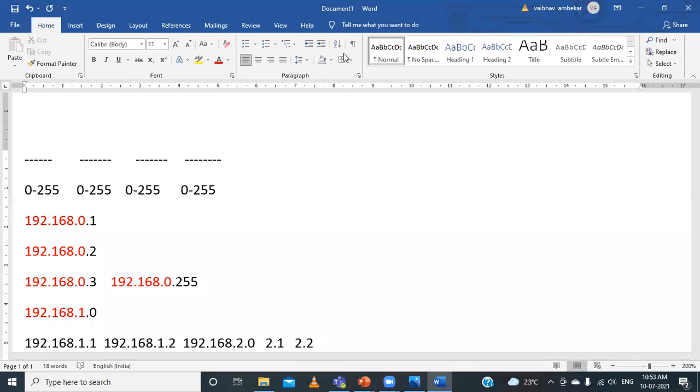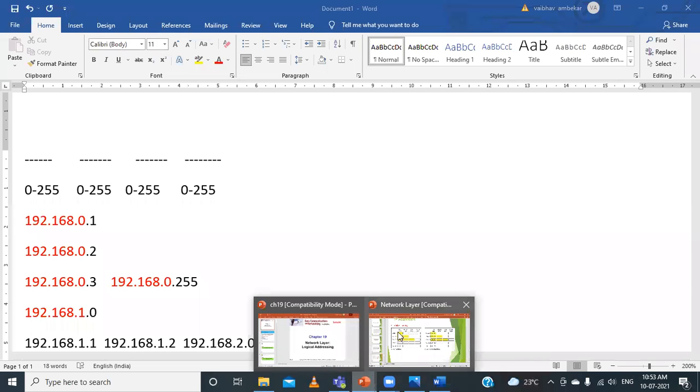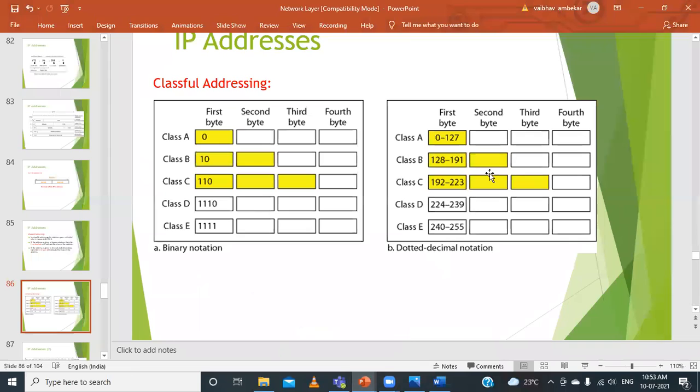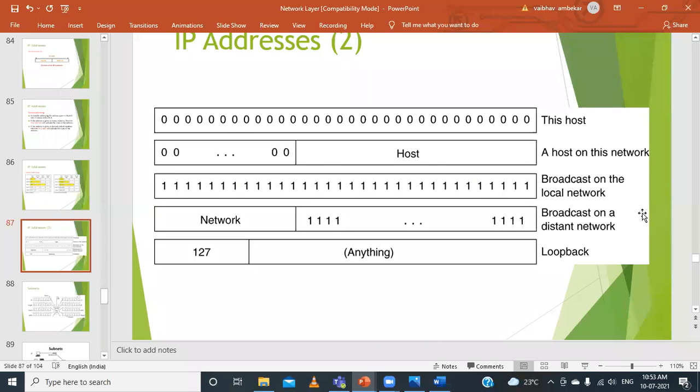Are we clear with this doubt? A very good question. She asked why we prefer using class C because of this only. Yes, any doubts here? Shall we go ahead? Yes, sir.